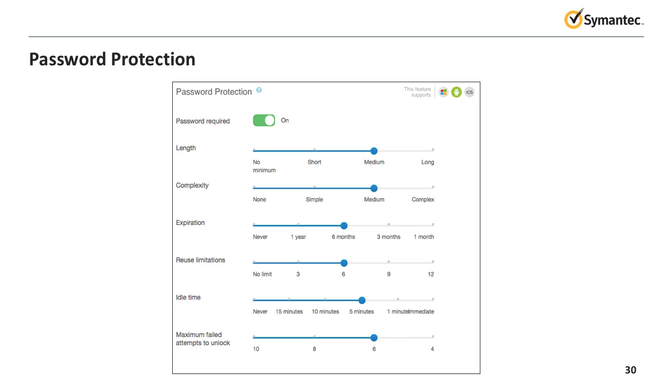Expiration: the length of time before users must change their passwords. Reuse limitations: the number of recent passwords that cannot be used again by the user. Idle time: the length of time that a device remains unlocked before a password is required to unlock the device. And maximum failed attempts indicates the number of times that a user can try to sign into a device and fail before the device is locked.